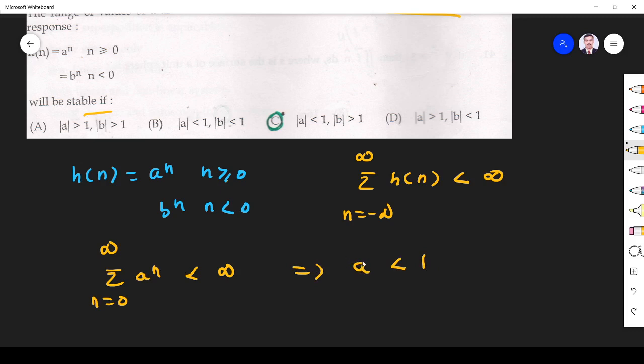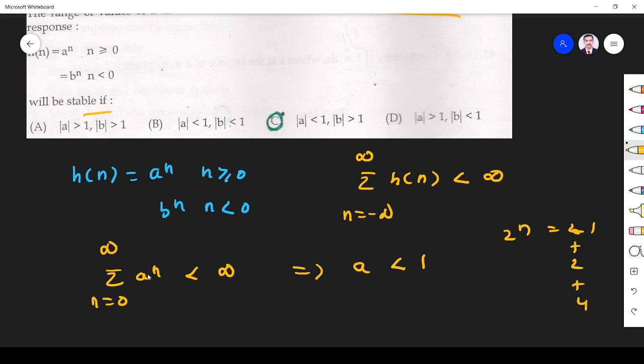Why must a be less than 1? Because if you substitute a equal to 2, what will happen? It will become 2^n. When n is 0, it is 2^0, which is 1. When n is equal to 1, it is 2^1, which is 2. When n is equal to 2, it is 2^2, which is 4.